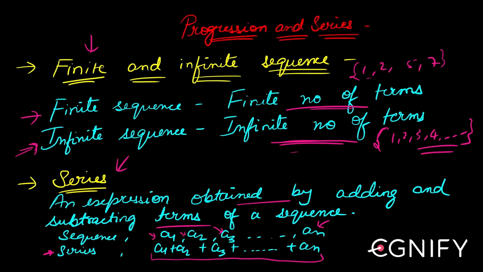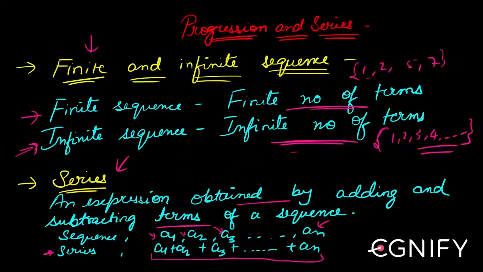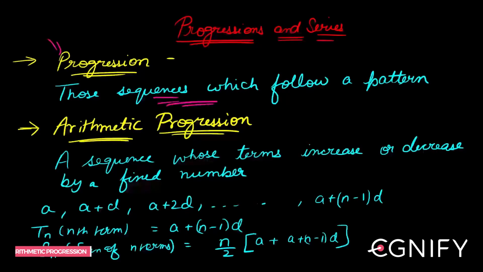What we will be discussing next is progression. So what is a progression? A progression is a sequence which follows a pattern, right? For instance, I wrote a finite sequence 1, 2, 5, 7. Now it's not necessary that this 1, 2, 5, 7 is following a pattern. It's not necessary for any sequence to follow a pattern. It can be just a random collection of numbers. But those sequences which do follow a pattern are called progressions, right?